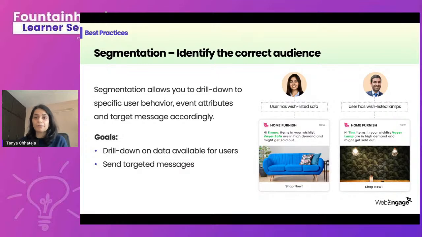You need to identify what your correct audience is. It will not just help you align with your messaging strategy, it will also help you understand the different interests of a user and customize and personalize messages for those users, therefore driving up your engagement, your clicks and conversions on your push notification. In the image that you can see on the right, you can see two different users. One user has wishlisted a sofa, and the other user has wishlisted lamps. So you can see the difference that we have in messaging here, and not just messaging, but also the image that both of these users end up receiving. This is what segmentation can help you do.